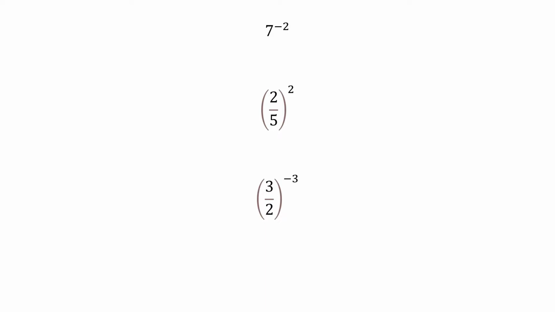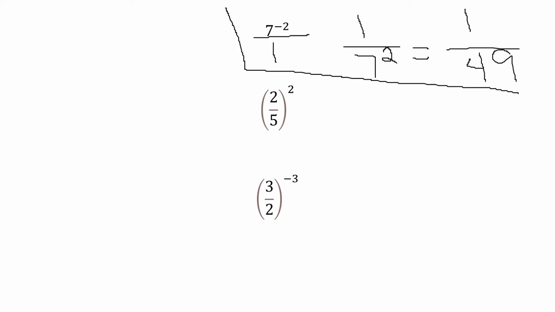7 to the negative 2. First of all, I make it a fraction. Now I flip it. When I flip it, the sign of the exponent changes, and this gives me 1 over 49. Okay, I'm going to kind of block these off because I have a feeling I'm going to take up a lot of space here.